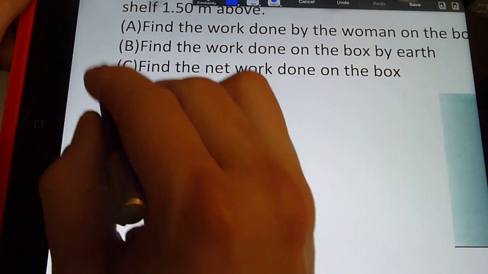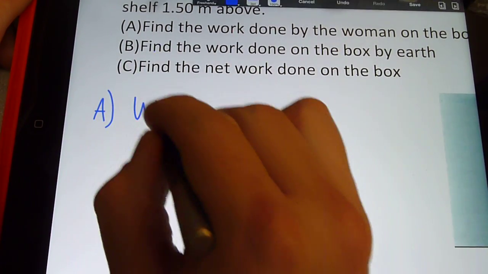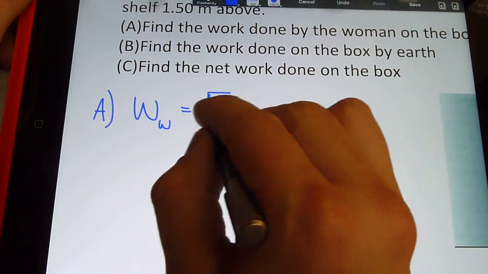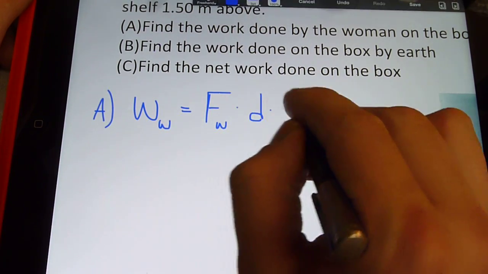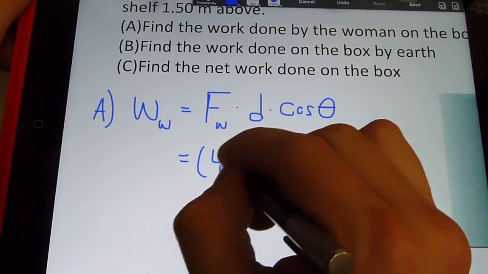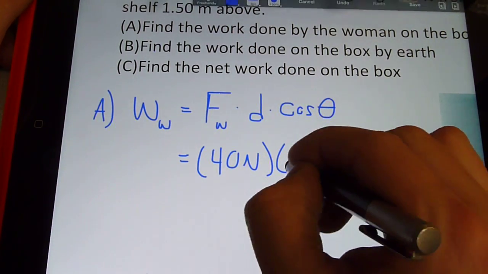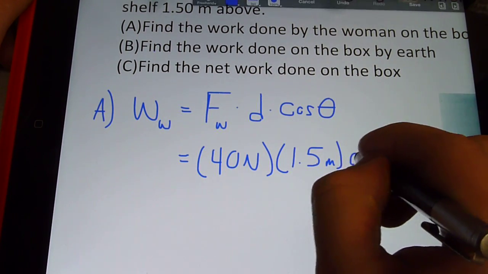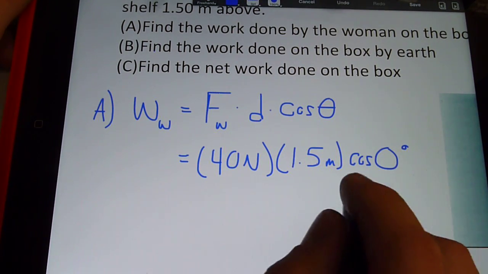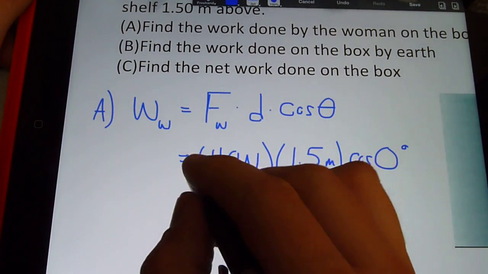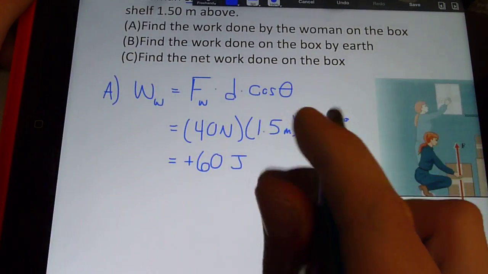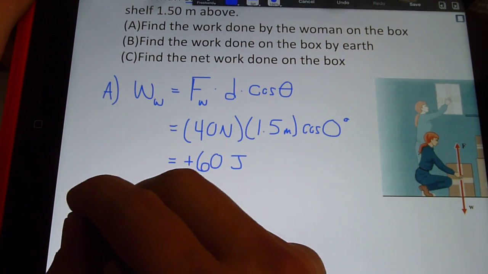So to calculate the work done by the woman on the box, we'll say that this is the work done by the woman, W sub W. That's the force of the woman on the box multiplied by the distance multiplied by the cosine of the angle through which it moves. So she's got to push with a force equal to 40 newtons. She moves that 1.5 meters. And then I'm going to be very explicit and say cosine of 0 degrees. And the cosine of 0 degrees is 1. So 40 multiplied by 1.5, that's going to give me plus 60 joules of energy that I've put into my system, right? The work done was 60 joules.